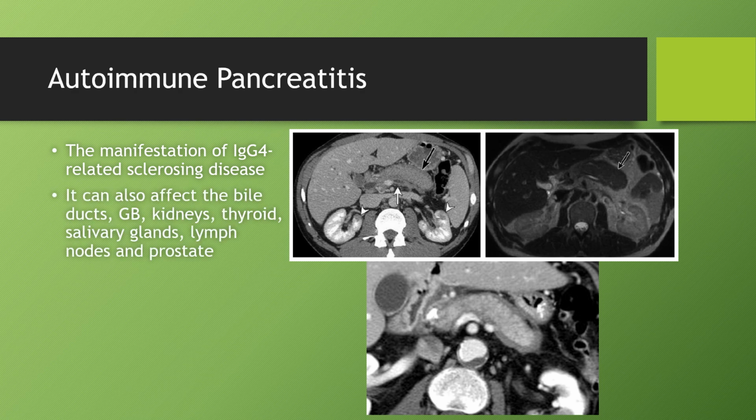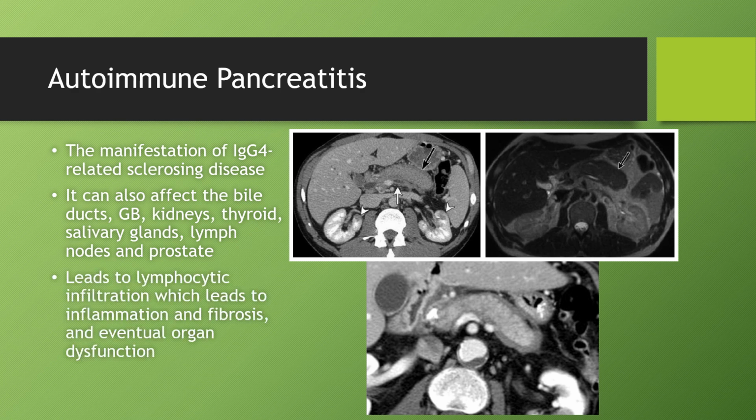It can also affect the bile ducts, gallbladder, kidneys, thyroid, salivary glands, lymph nodes, and prostate. This leads to lymphocytic infiltration, which then leads to repeated inflammation and fibrosis and eventual organ dysfunction. And it responds pretty well to steroids. So sometimes if the patient presents with this particular type of pancreatitis, they may not know this is IgG4 related, and so these findings can help the team figure out which road to travel down when they're looking for a cause.